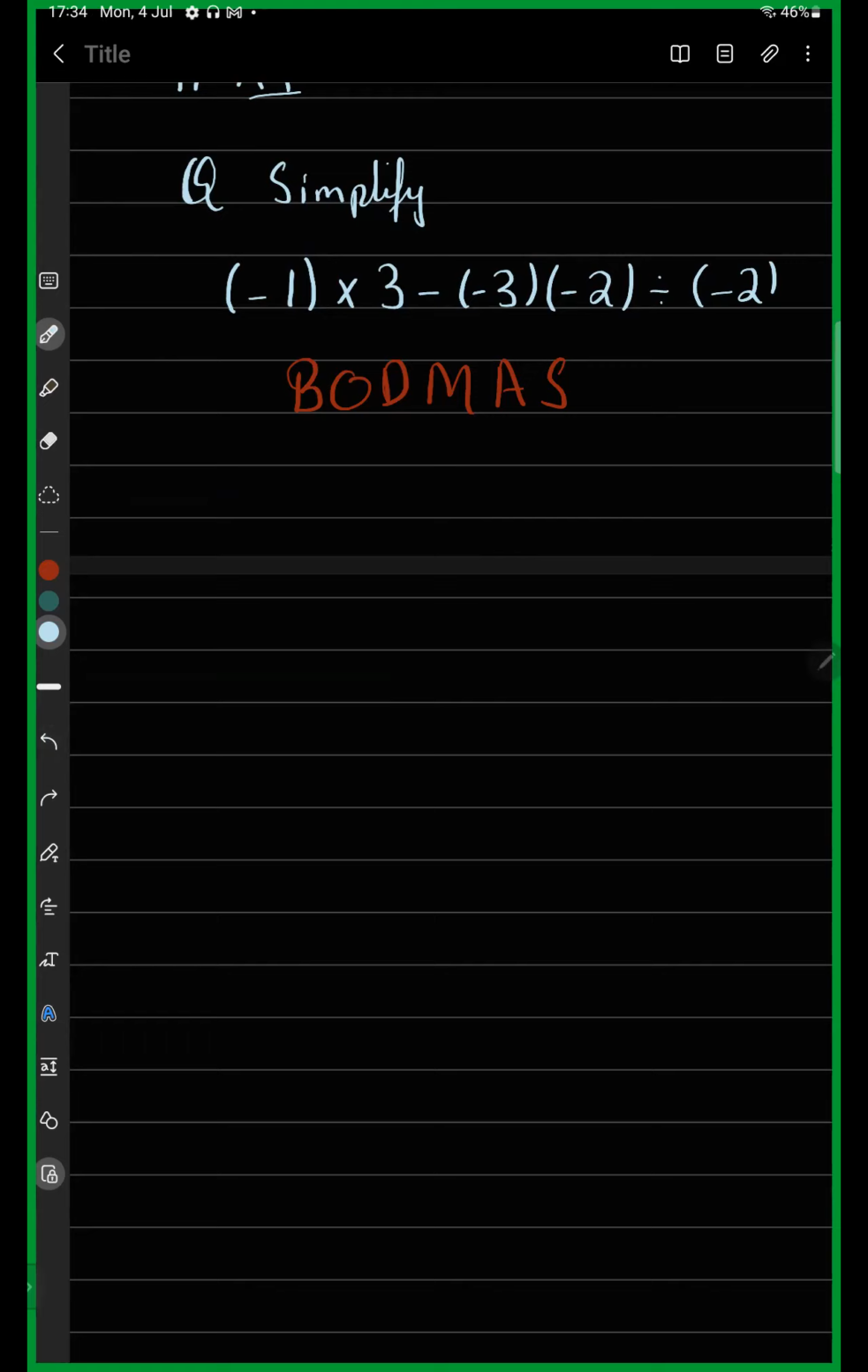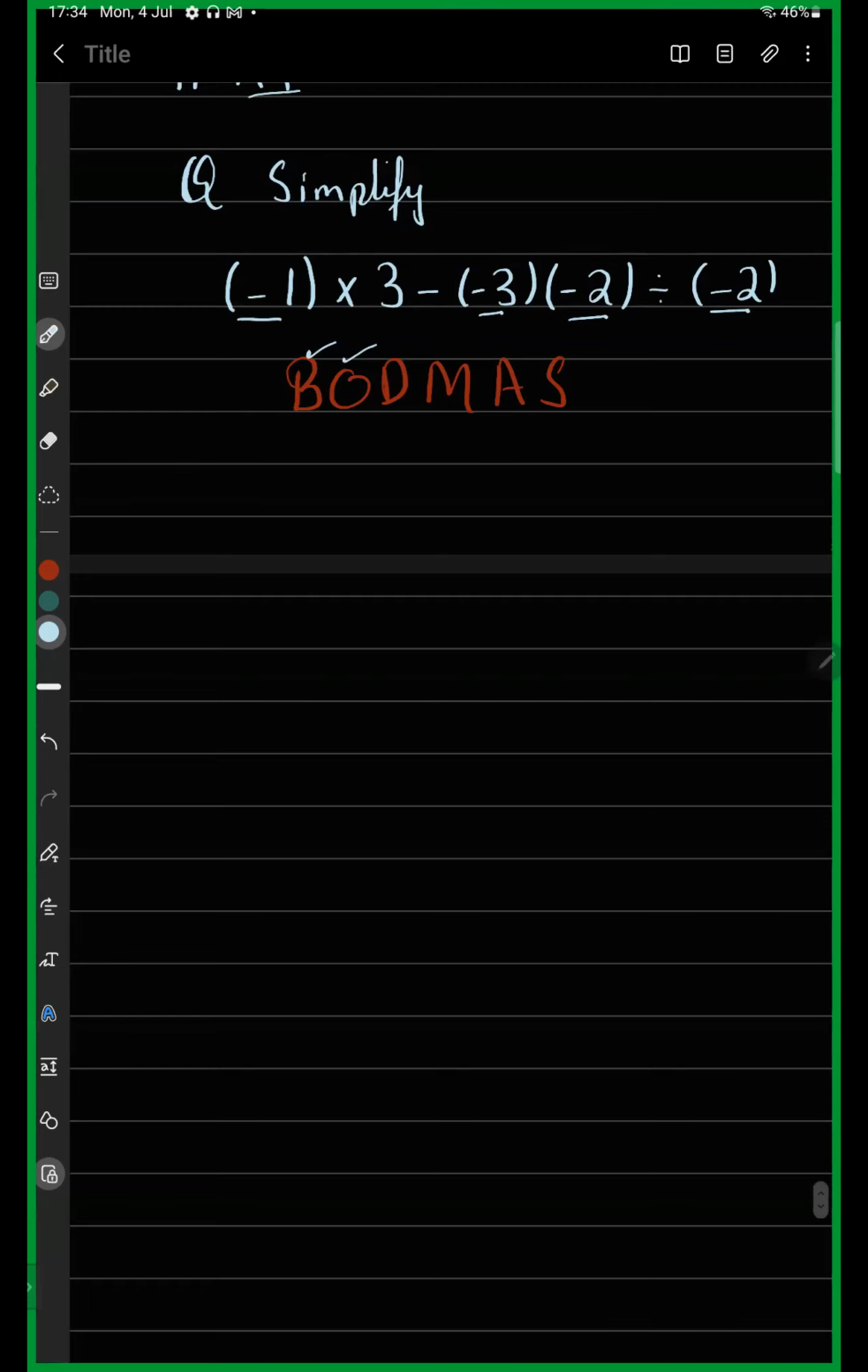This is the question that you need to solve, and it's brackets. Do we have anything inside the brackets to solve? It's -1, it's already simplified. It's -3, it's already simplified. It's -2, it's already simplified. And it's -2, again already simplified. Order, we do not have any order. Division, yes, we do have division. Now where exactly is this division being used?